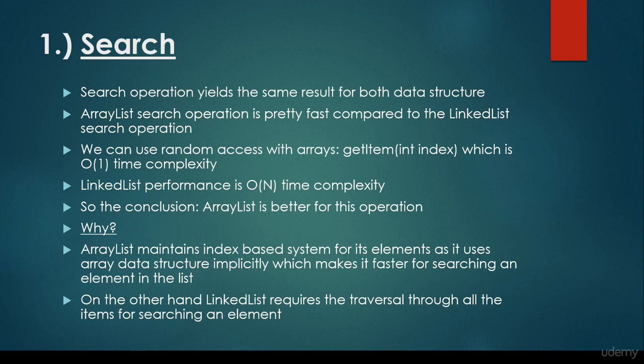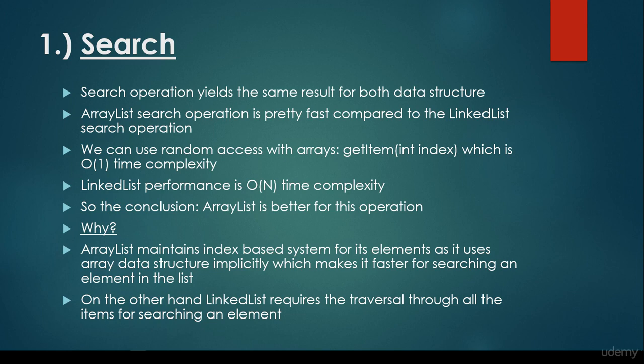Because ArrayList maintains an index-based system for its elements, as it uses an array data structure implicitly, it is faster for searching an element in the list. So if we know the index of the item we are looking for, it's very important that it's true if we know the index. If we don't know the index, then we have to iterate through the ArrayList as well, and the operation is going to have O(n), linear time complexity.